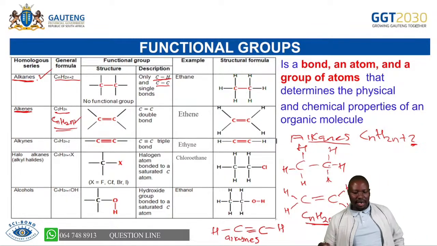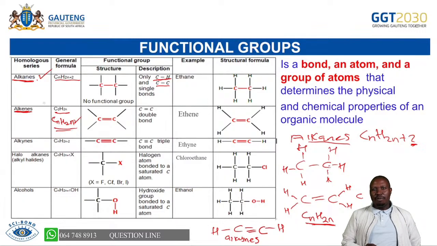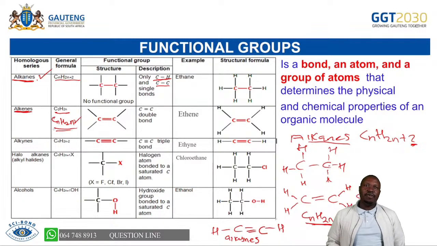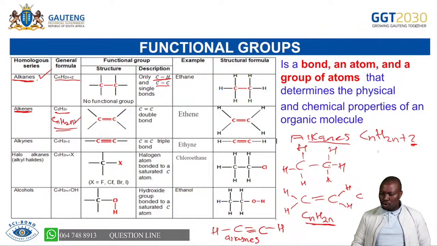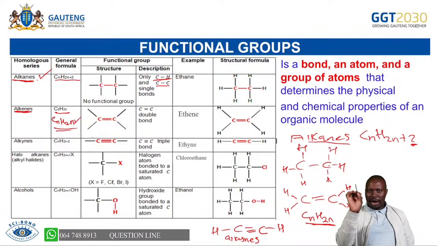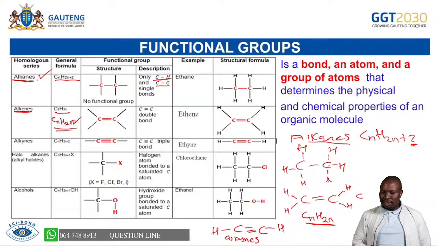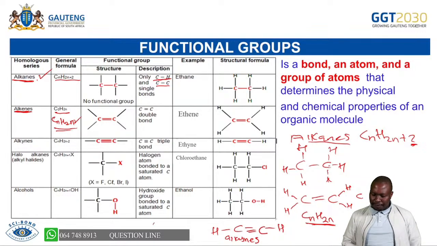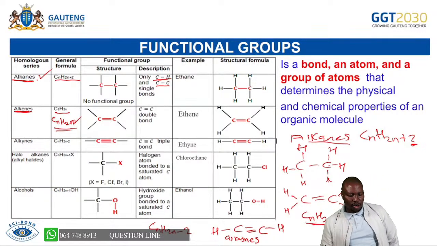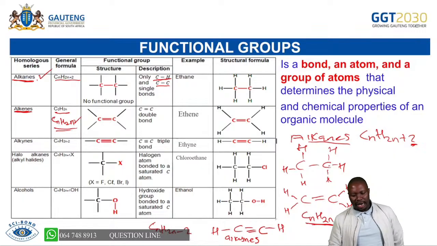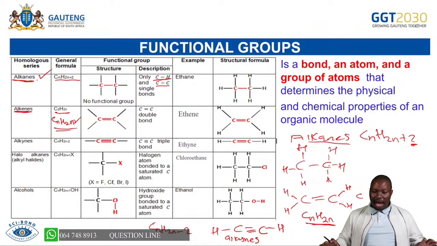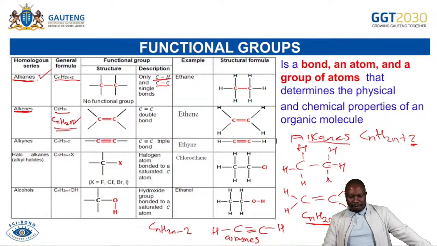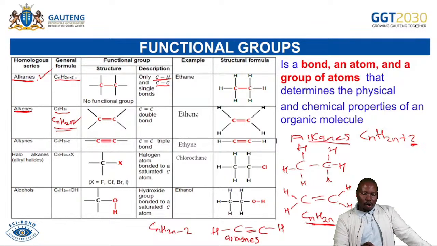So I hope you have seen how to move from one general formula to another. The first one, for alkanes, we said is CnH2n+2. To get alkenes, we remove 2 hydrogens. Hence, the general formula becomes CnH2n. To get alkynes, we remove another 2. The general formula will become CnH2n-2. We are subtracting a further 2 hydrogens to get an alkyne. So it's important that you have all that understanding, so that you are able to say, I know the general formula of alkanes, alkenes, and alkynes.